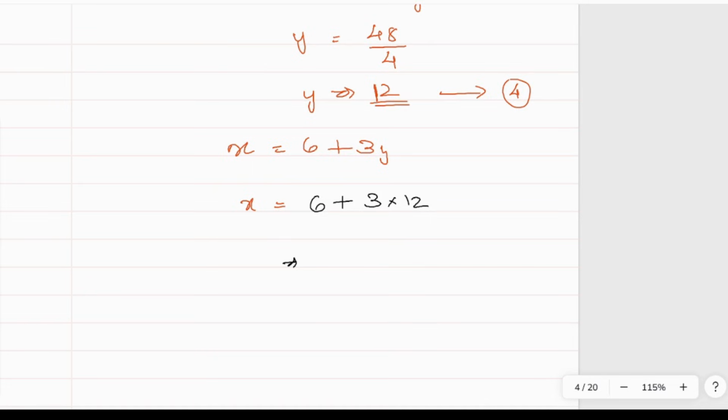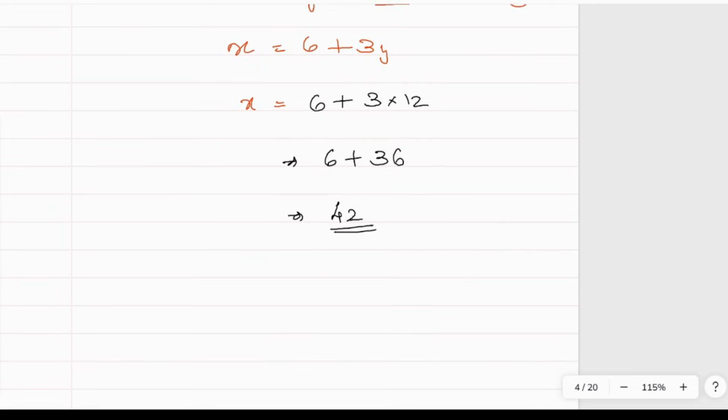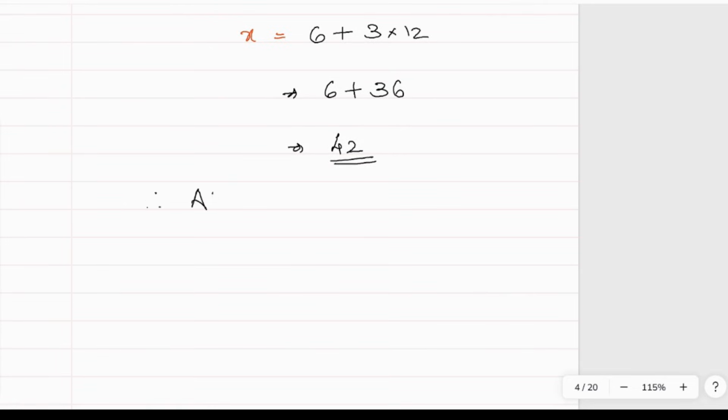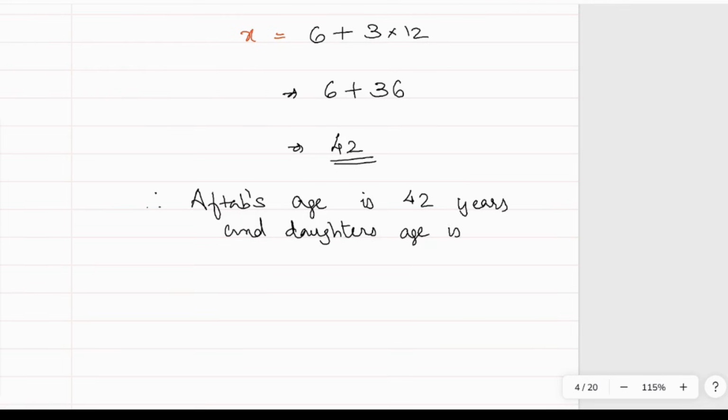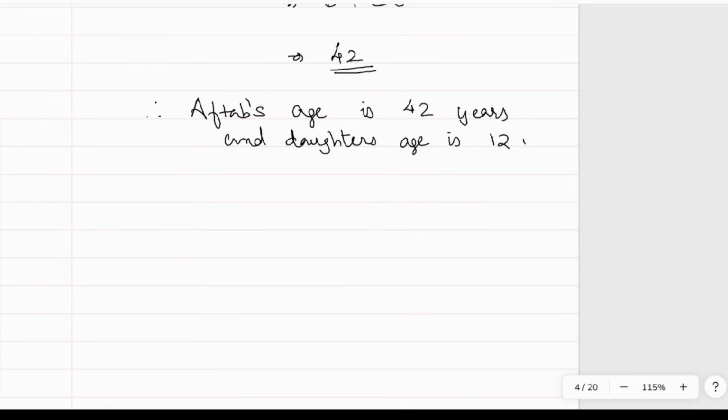Then what we have to do? Now we have to solve it. What is 12 into 3? 12 into 3 is 36. What is 36 plus 6? 42, right? Therefore, we got the ages of Aftab and daughter. Therefore, Aftab's age is 42 years and daughter's age is how many years? 12, right? y is 12, no? Is 12 years.